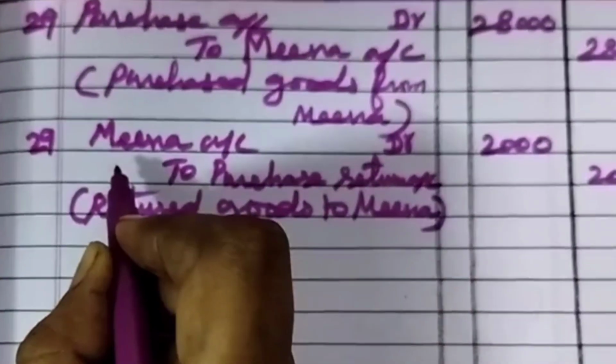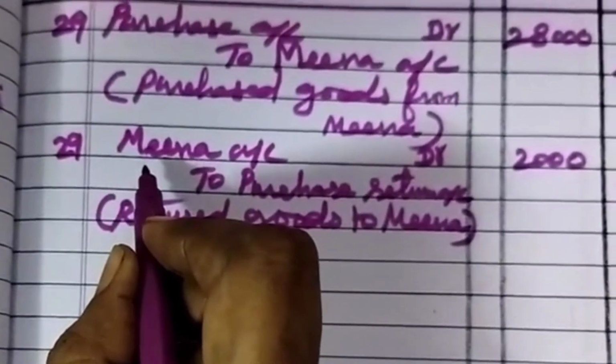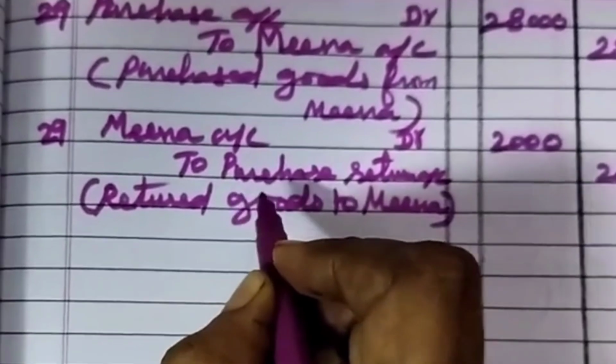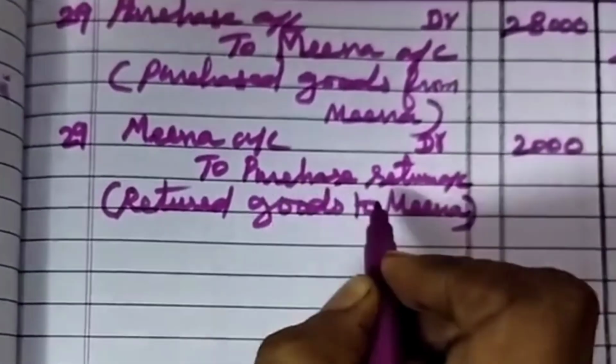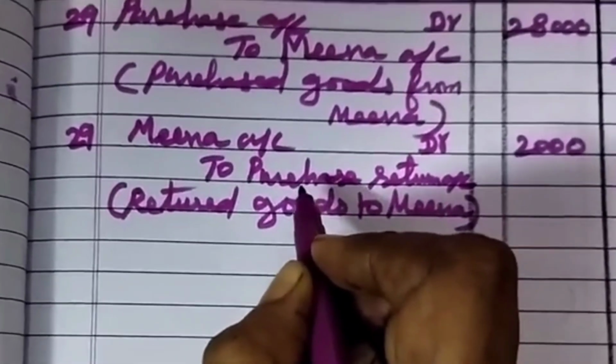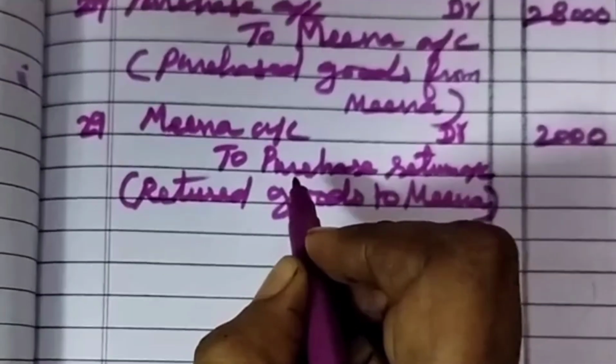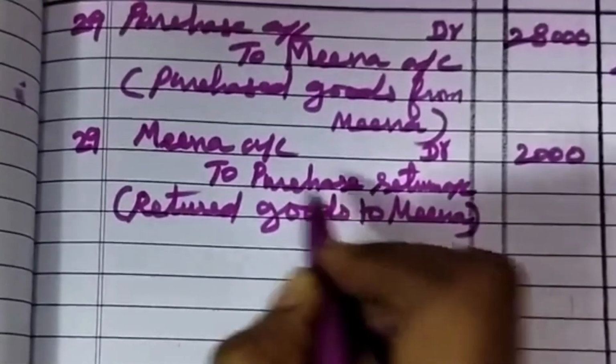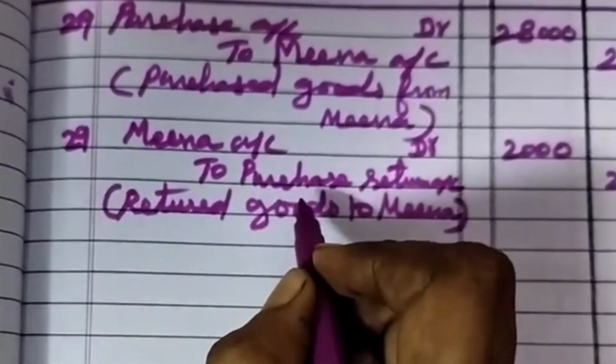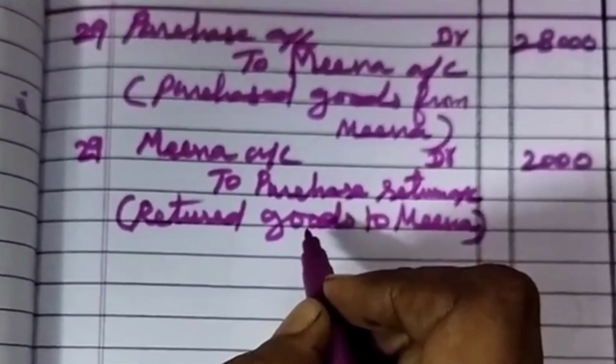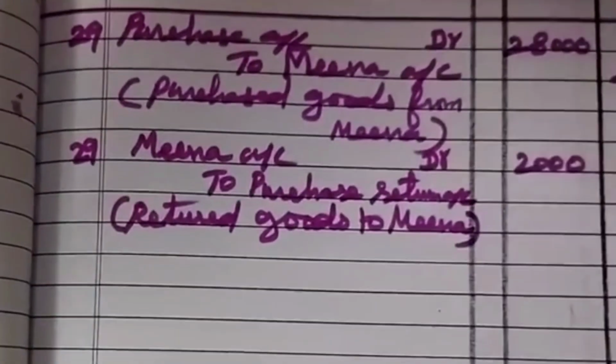Here Meena is the receiver, that's why we are debiting Meena, and purchase return always credit only because goods are going out. As per real account, that is credit what goes out. Here goods are going out to Meena. That's why we are crediting the purchase return account. Okay, now we can go to the next transaction.